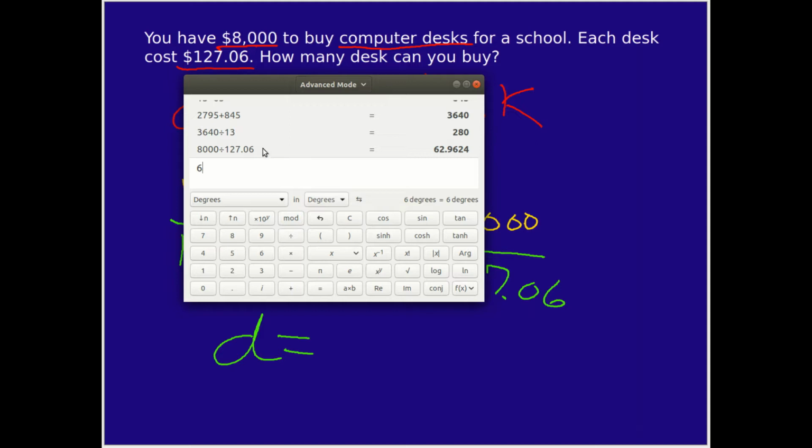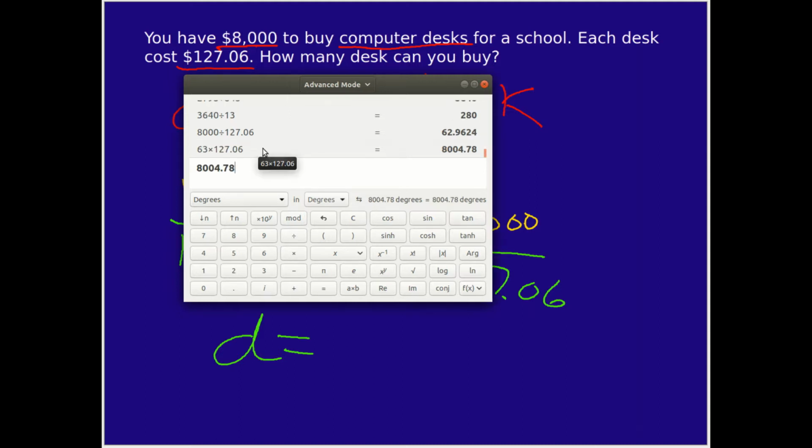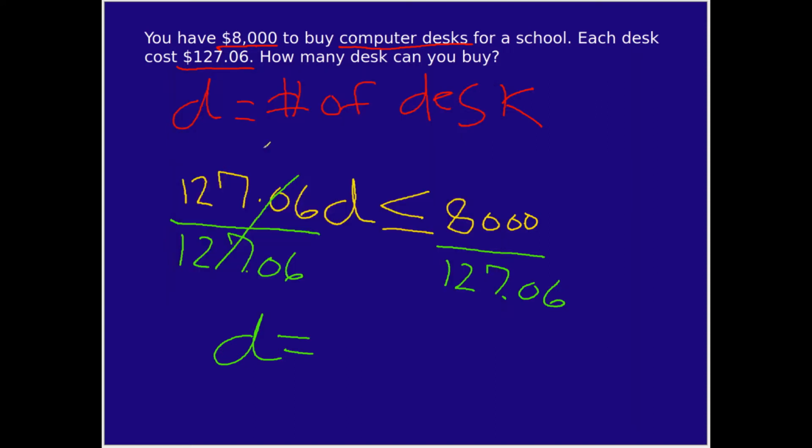Let me show you that. If I do 63 times 127.06, you can see there I get $8,004.78. Remember, that's beyond my limit. My limit is $8,000. So instead of rounding up to 63 desks, we round down to 62 desks, which gives us our answer.